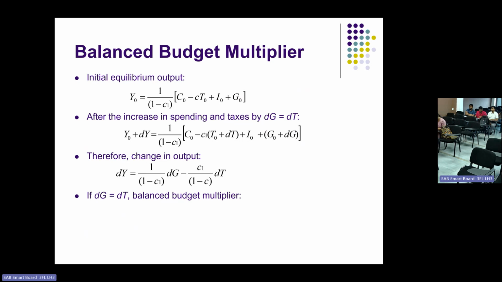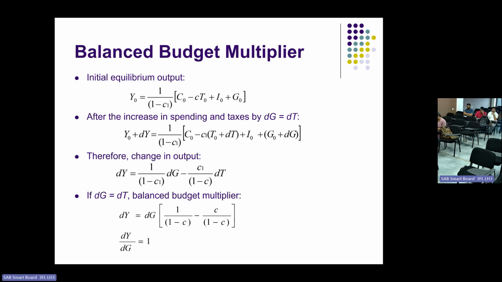But we know that delta G equals delta T, right? So there will be no impact on the budget. Government expenditure is also raised by 100 million, and taxes are also raised by the same amount, 100 million. There will be no impact on the budget. Budget is 0. Delta G equals delta T means expenditure equals tax. It's a balance.